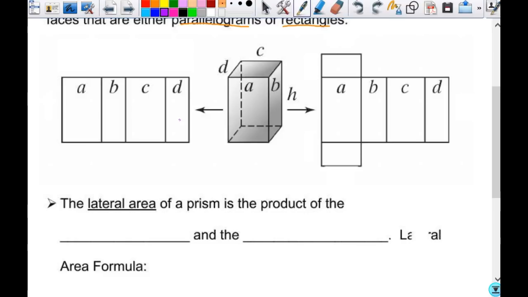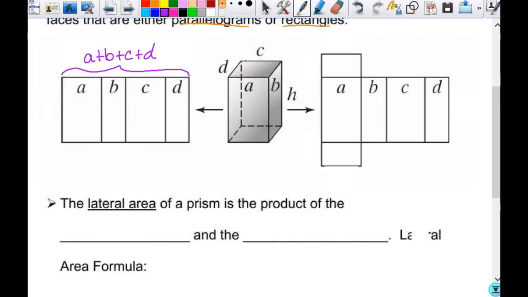All right, so we have this, and A, B, C, D represent the side lengths right here, and then this is H right here. H represents the height. Okay, and if I unroll this and just take the lateral faces and lay them out right here, A, B, C, and D come from right here, right? So if I add these up, A plus B plus C plus D, what piece of information about the prism would that give me? Good. It's the perimeter, which would represent the base.